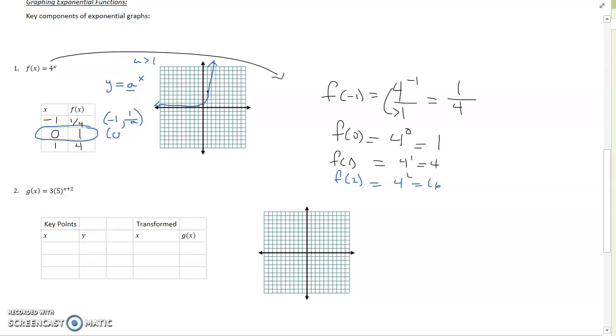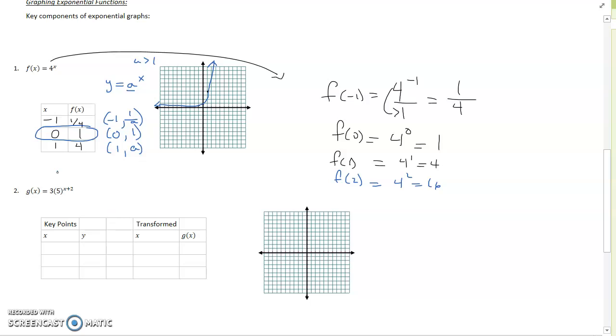When I plug 0 in, anything to the 0 power will always be 1. So 0, 1 will always be on your exponential function. And then finally, when you plug in 1, you will always get the value of a, whatever a is. Again, this is only true if a is greater than 1.